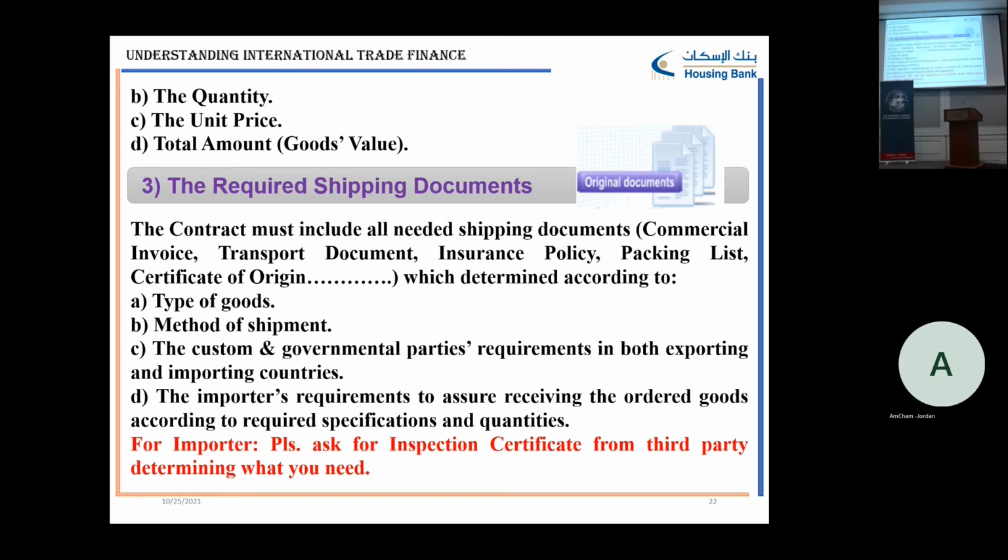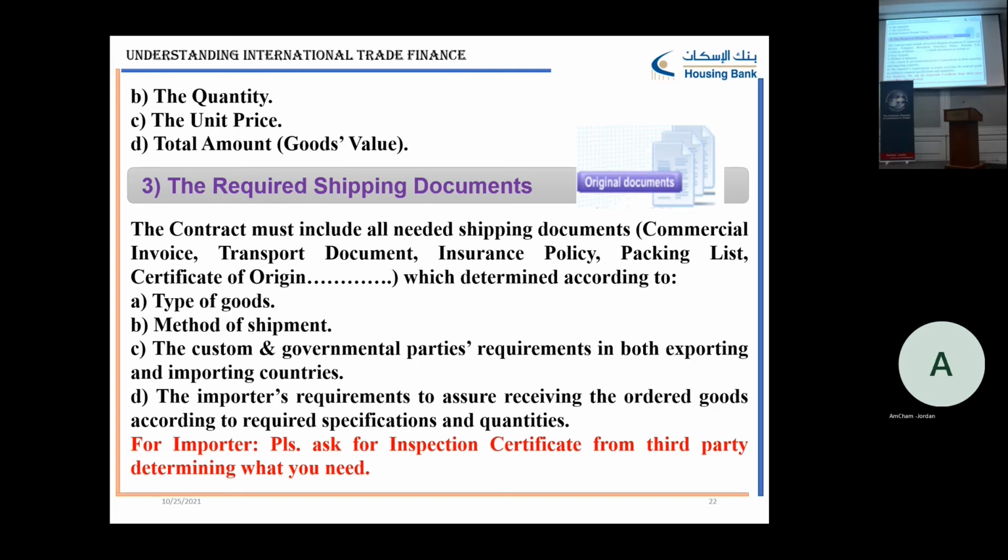Without these documents, no goods will be released from the exporting country, and they will not enter the importing country, because the goods are measured by their documents. It is the evidence that goods were shipped from one country to another country. But these documents depend on what? And how can I choose these documents in my trading transaction? They depend on the type of goods.